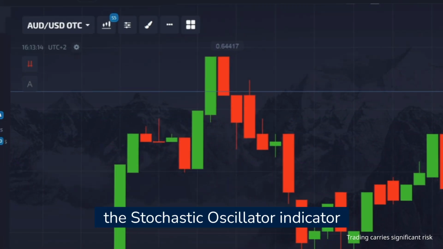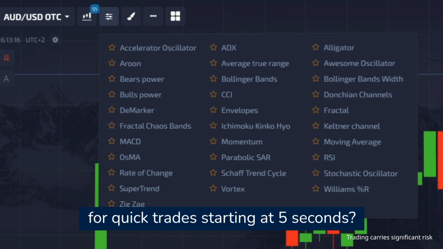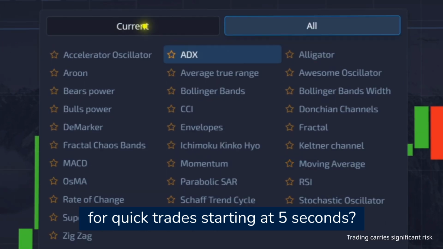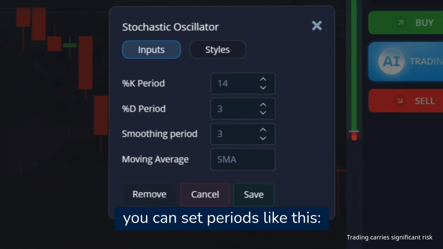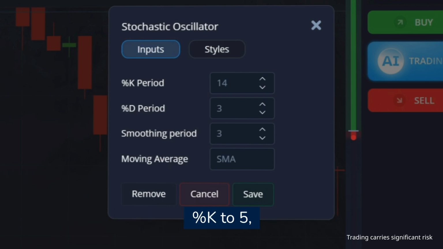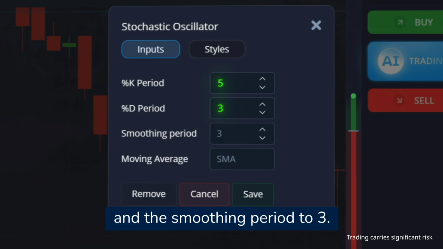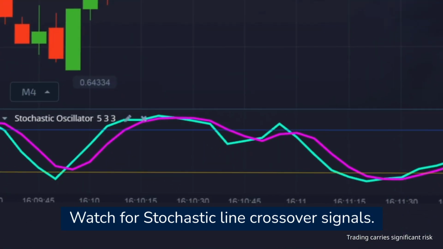How to set up the Stochastic Oscillator indicator for quick trades starting at 5 seconds. For example, you can set periods like this: %K to 5, %D to 3, and the smoothing period to 3. Watch for stochastic line crossover signals.